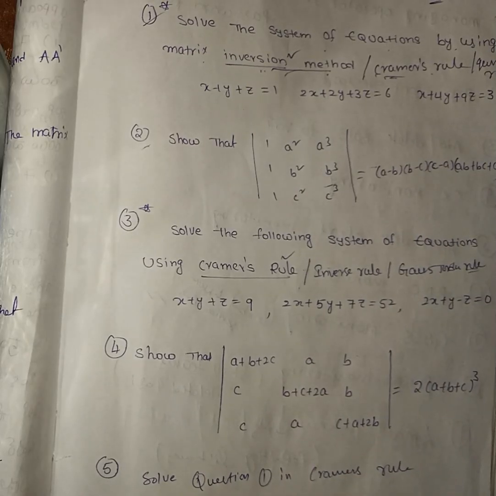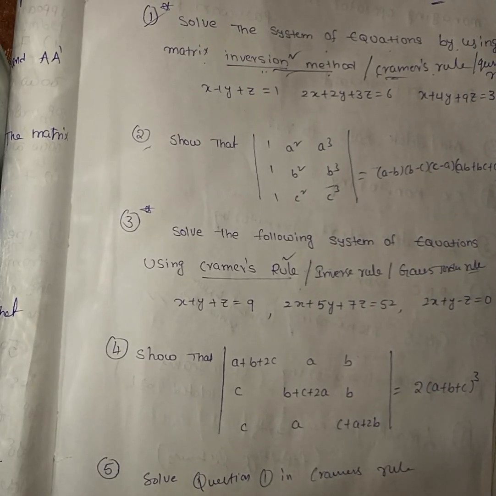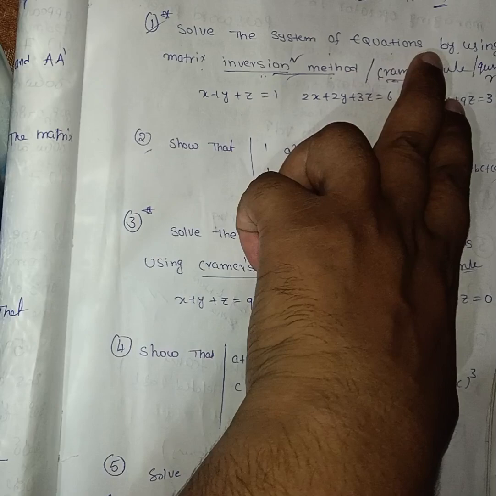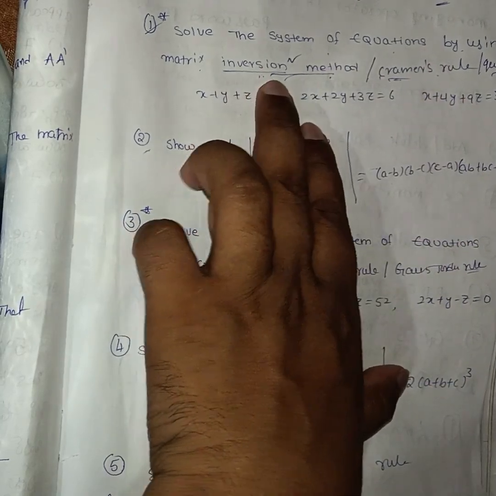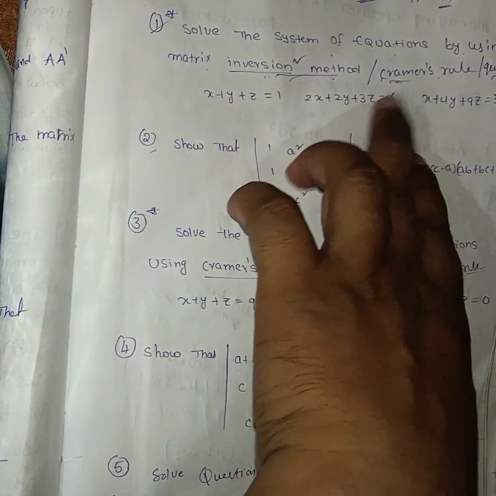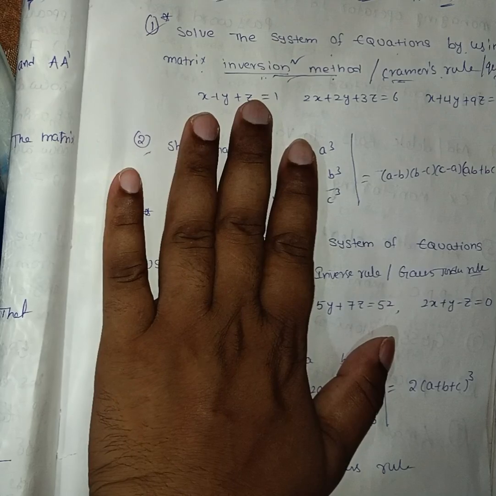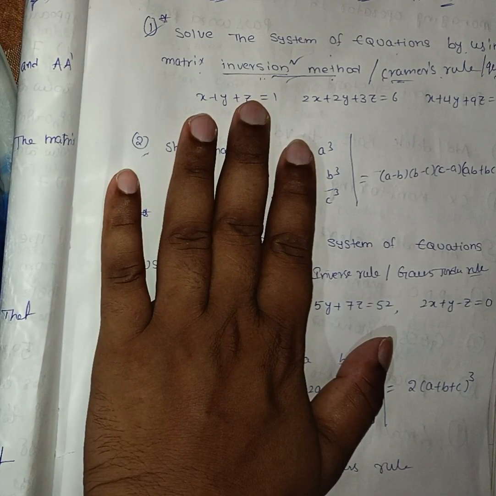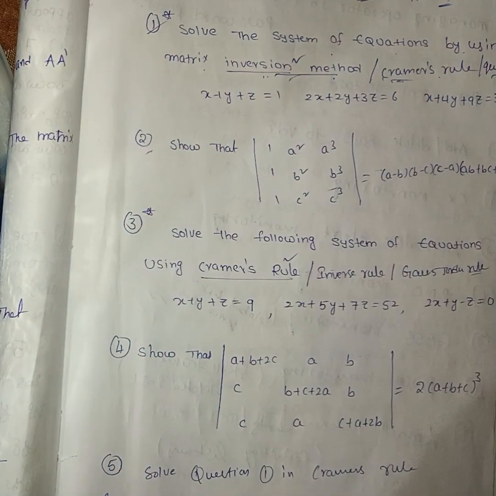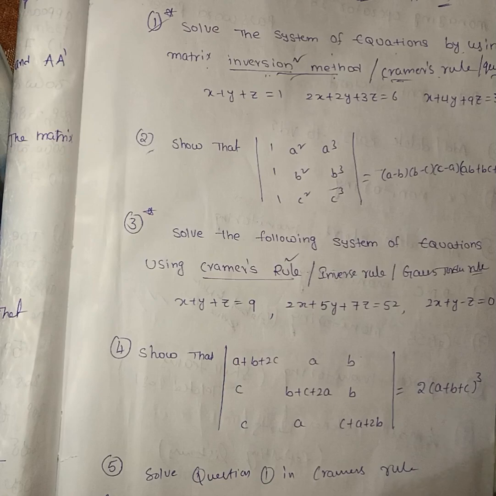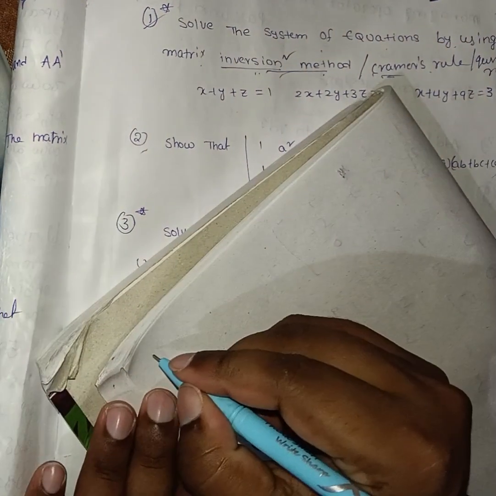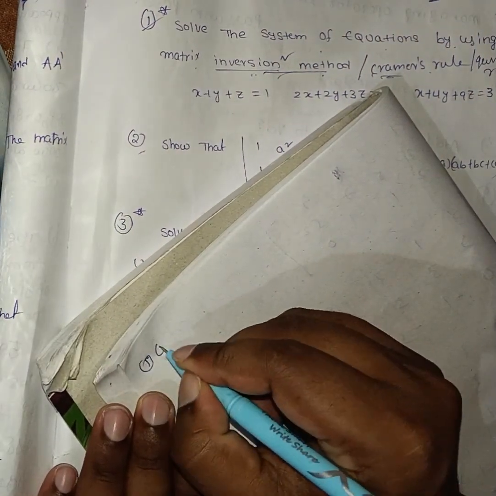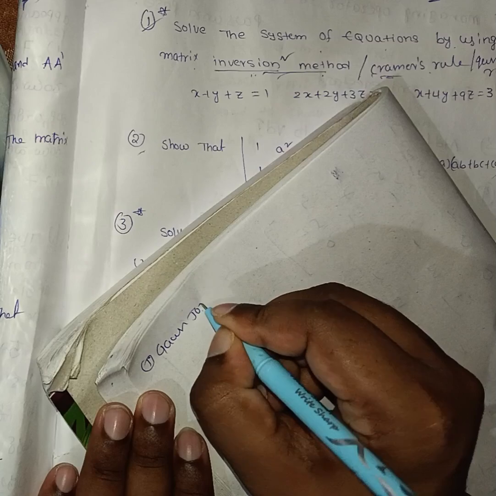Hi all. In the previous video, we have seen how to solve a system of equations by using the matrix inversion method and Cramer's rule. The third method is the Gauss-Jordan method. We will see how to solve these three equations by using the Gauss-Jordan method here.